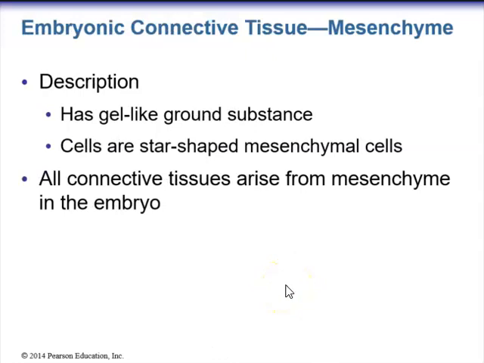So embryonic connective tissue is called mesenchyme. Mesenchyme has a gel-like ground substance, and these cells are star-shaped mesenchymal cells. All connective tissue arises from mesenchyme in the embryo.